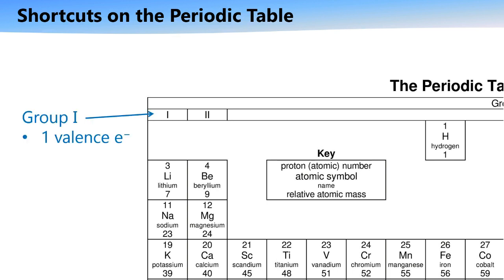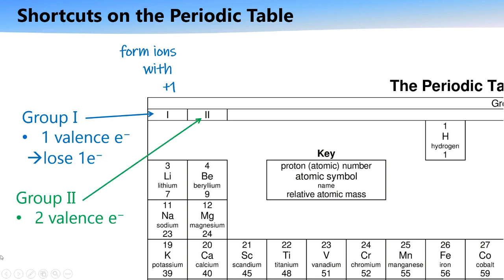So here we have group 1. As we have recapped just now, if it's in group 1, the element will have 1 valence electron. So think about it. How will it form ions if it has only 1 valence electron? That's right. It will lose 1 electron. And since it will lose 1 electron, the elements in group 1 will form ions with +1 charge. Alright, so please write this at the top of your periodic table.